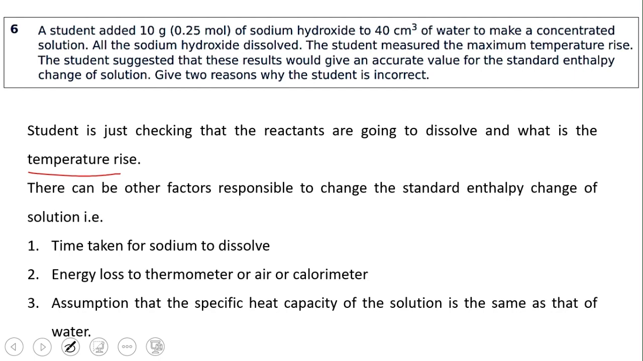So which other factors can change the value? That can be time, how much time it is going to take to dissolve the sodium hydroxide, and how much energy loss can be there. Energy loss can happen to the thermometer, it can happen to air, it can happen even to the calorimeter. So how much energy loss is going to happen, that is going to change the enthalpy change of solution value. And the student is also assuming that the specific heat capacity of this solution is equal to water. So it can be even a wrong assumption. So this can change the value of solution enthalpy.